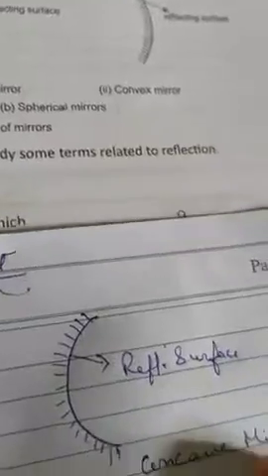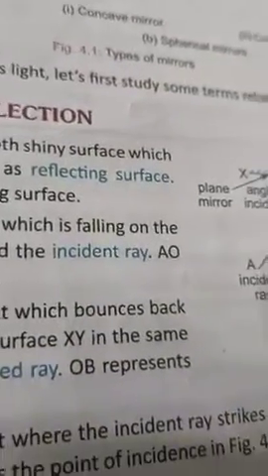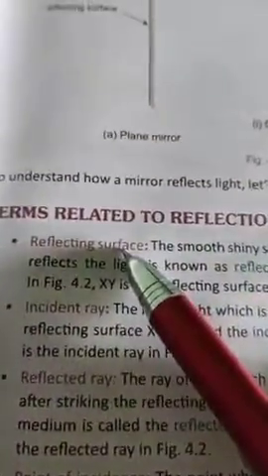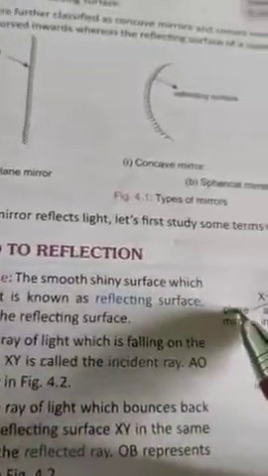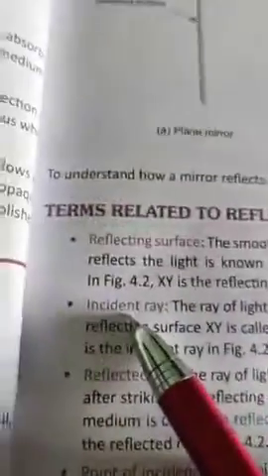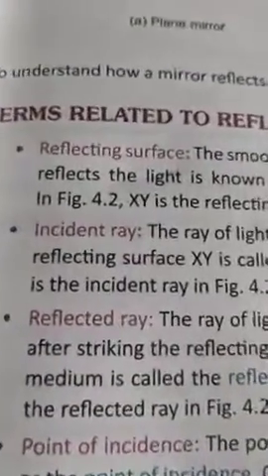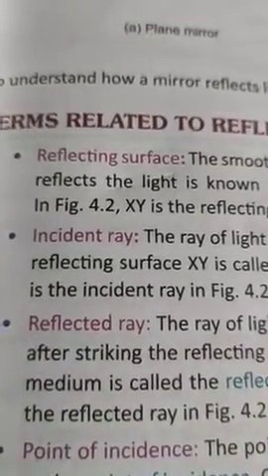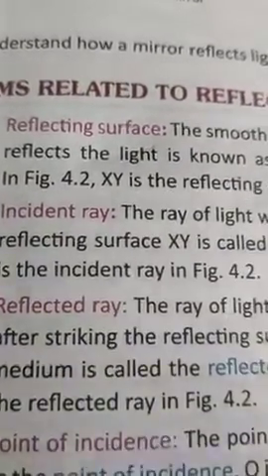Okay. Some terms related to this you can read in your book. Some activities are also given in your book. Read the activity, it is easy, you can understand. The first term is reflecting surface. The smooth shiny surface which reflects light is known as a reflecting surface. Incident ray, reflected ray, point of incidence, normal, and angle of incidence you will understand in the next class. Okay. So just revise and look around for luminous and non-luminous objects. Clear, children? Okay.